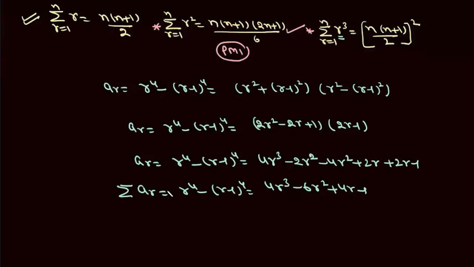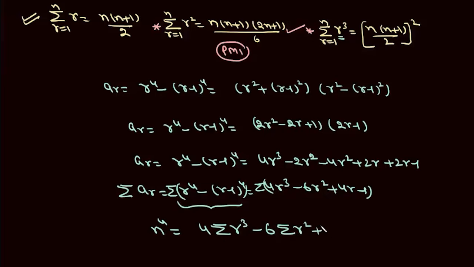Now if we take this summation, we'll use telescopic summation here. So it'll reduce to n to the power 4. And here we'll get this as 4 times summation r cube minus 6 times summation r square plus 4 times summation r minus summation 1. And using this, we can prove summation r square will be equal to (n plus 1 by 2) whole square. So I'll leave this calculation part onto you.